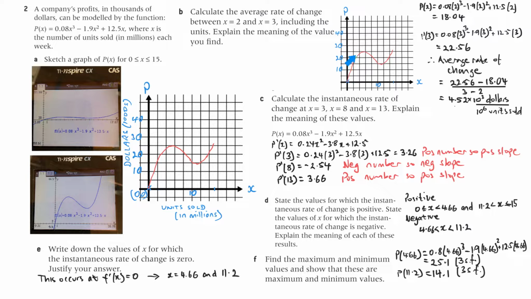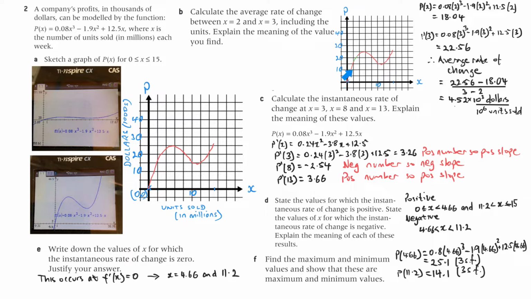Okay, so how would we find the average rate of change? Well, that's just the slope, and we use the gradient formula: y2 minus y1 over x2 minus x1. So what we need to do now is find the function value at those points. We know the point 2, we want to find what it is on this axis. We know x is 3, we want to find what it is on this axis.